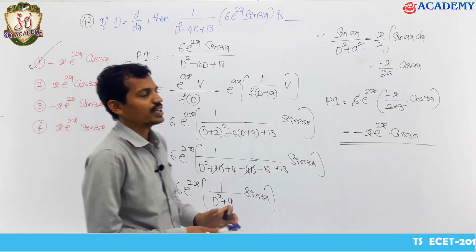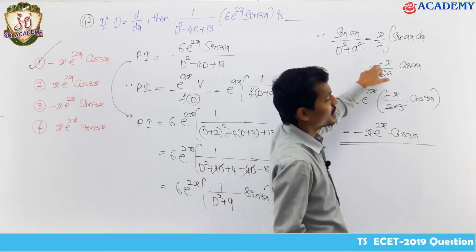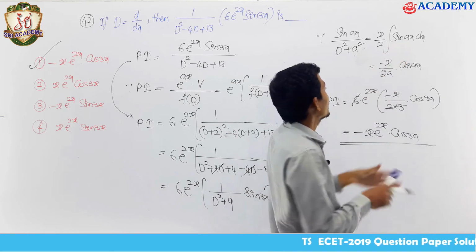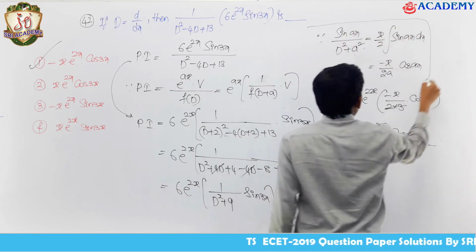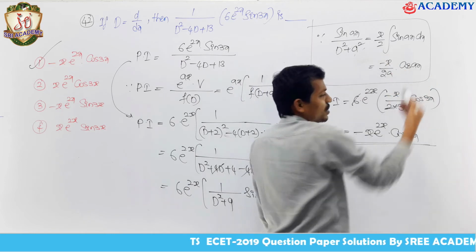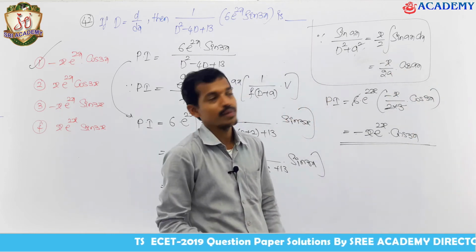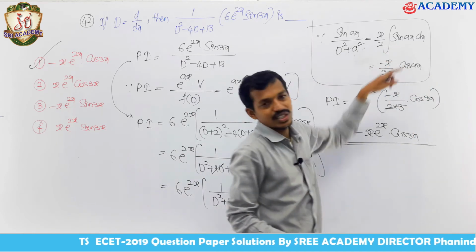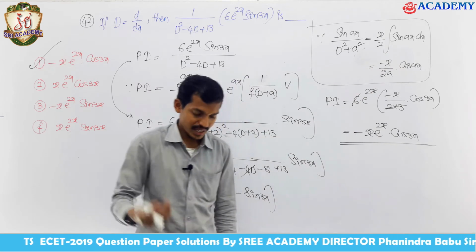Don't get confused, sometimes you will get confused with this minus. That's why I'm giving the formula here. The integration of sin is minus cos ax by a, and the integration of cos is always going to be sin.